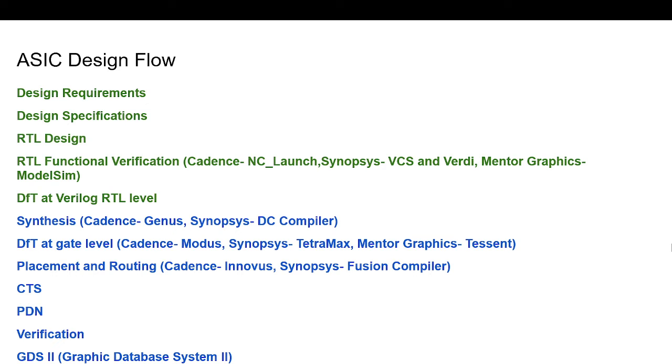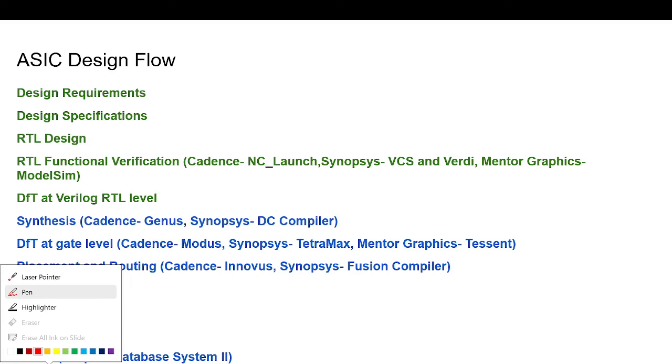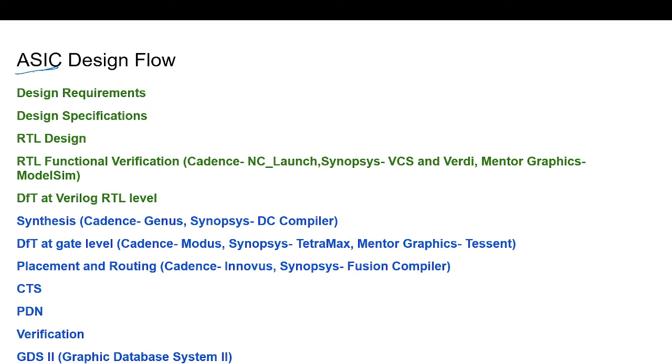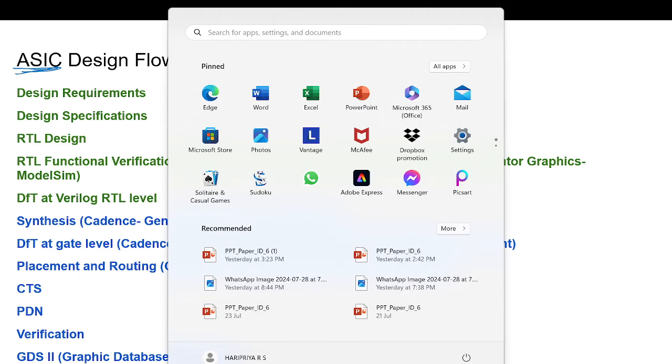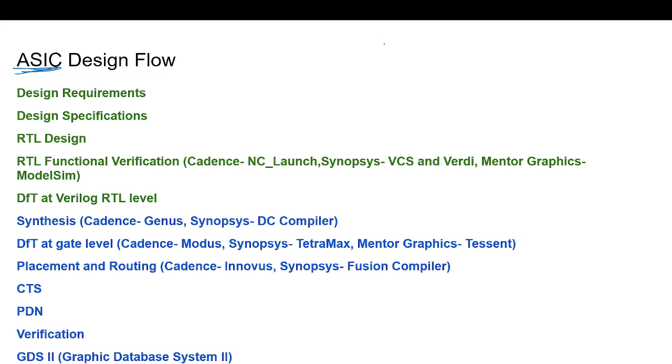To begin with, we will first start with the basic ASIC design flow. ASIC stands for application specific integrated circuit. We have two types of design, ASIC and FPGA based designs. ASIC stands for application specific integrated circuit.